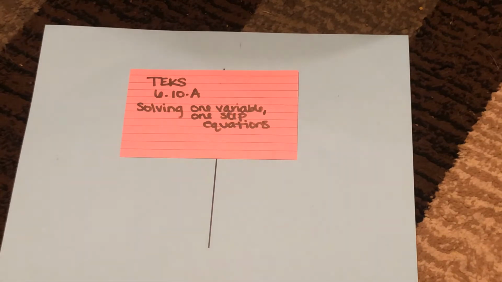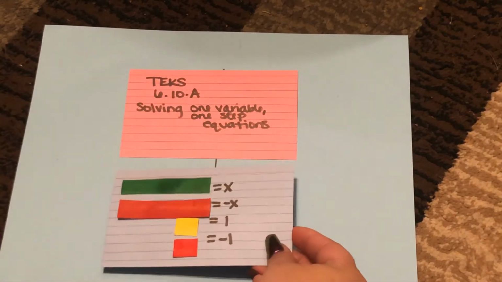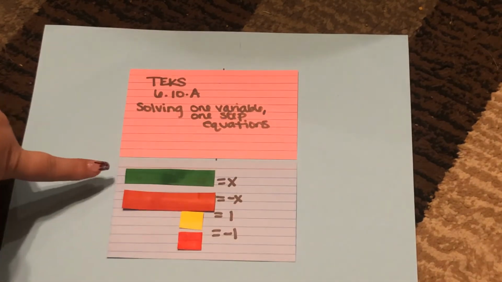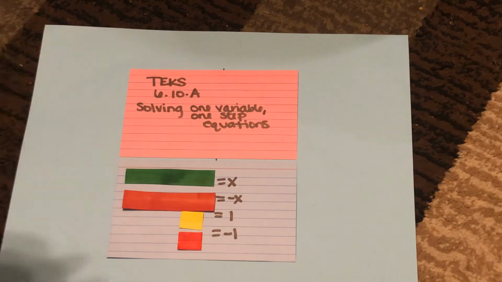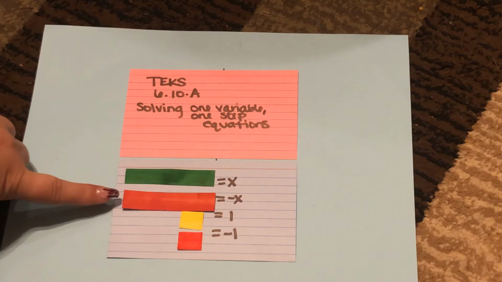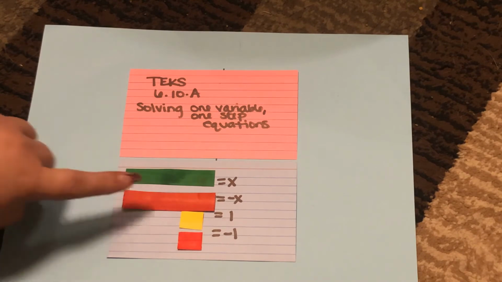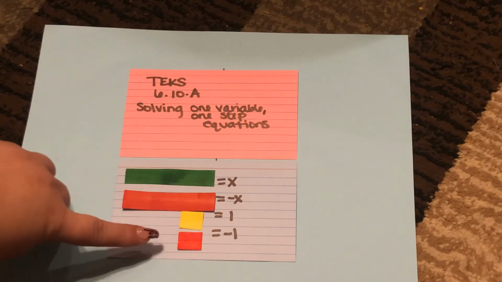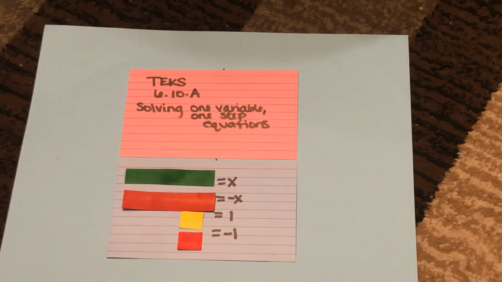So starting off with that, we do have different colored tiles that represent our variables and our units. So we have the green tile here, which looks like a bar. It represents an X. Then you have the red that represents a negative X. Then you have a yellow square that represents 1 unit and a red square that represents a -1 unit. Those colors are important so that you can remember what you need to do to one side and be able to reciprocate that for the other side.